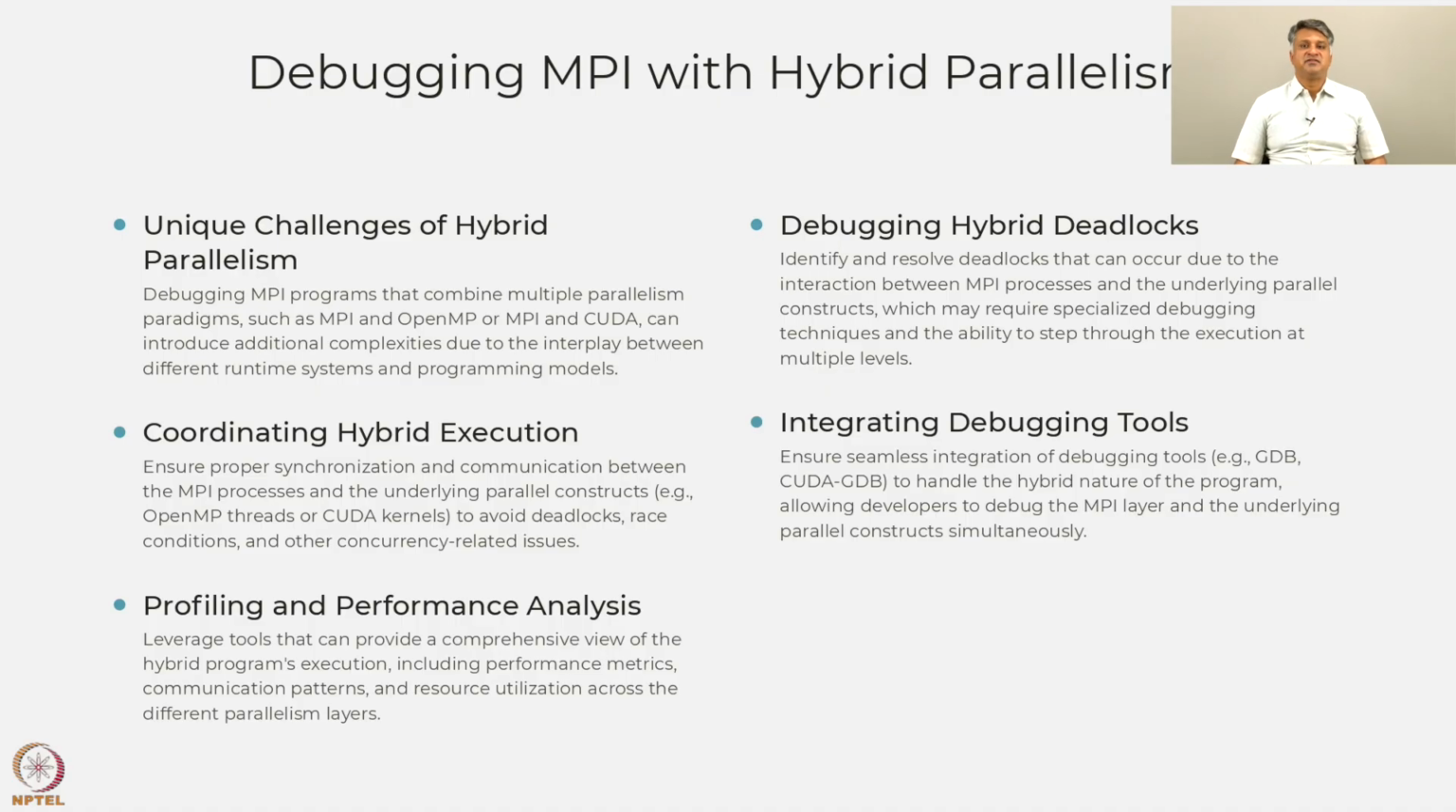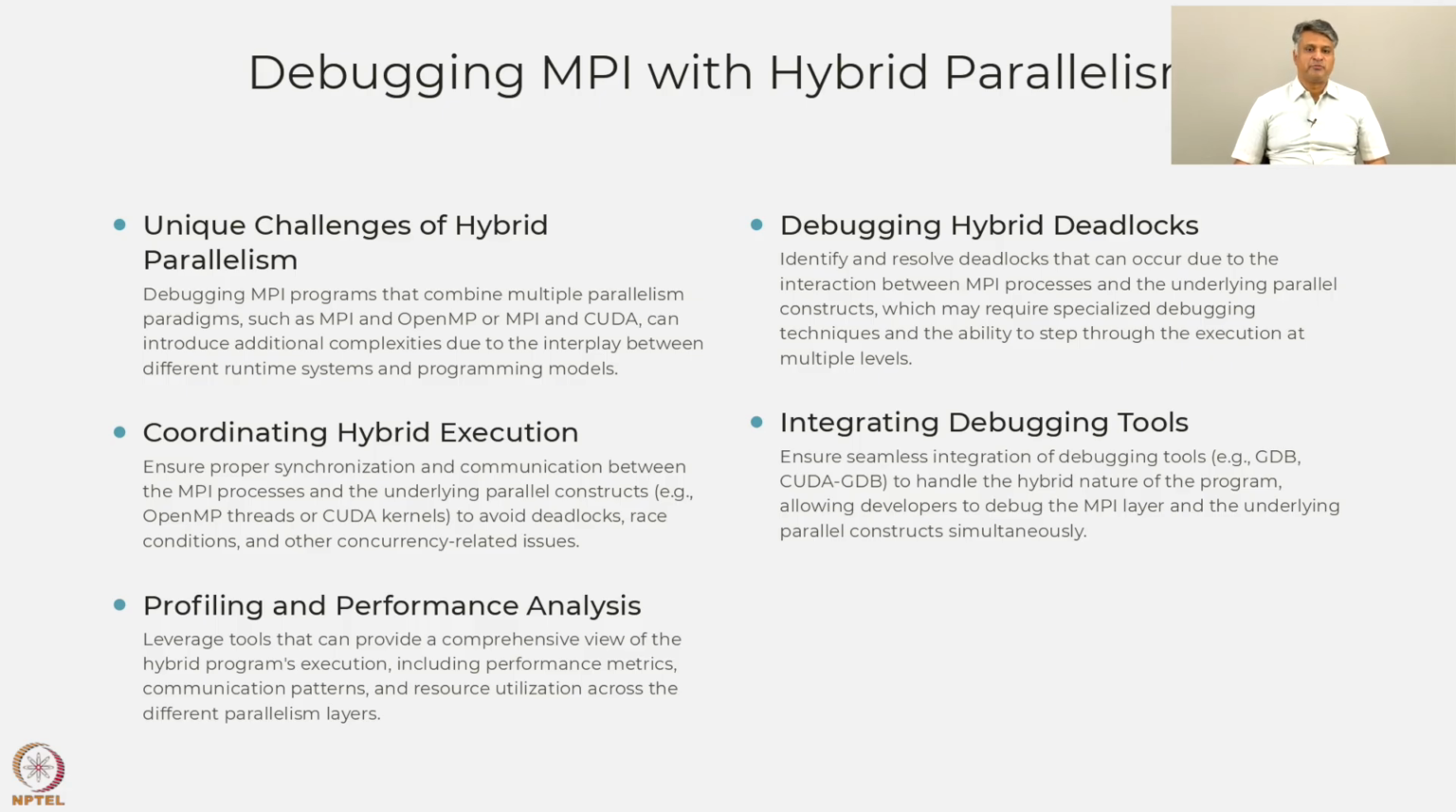What are the unique challenges of hybrid parallelism? So, debugging MPI programs that combine multiple parallelism paradigms such as MPI and OpenMP or MPI and CUDA, codes which we have discussed, can introduce additional complexities due to the interplay between different runtime systems and the program models. What we really need to do is ensure proper synchronization and communication between the MPI process and the underlying parallel constructs, either OpenMP threads or CUDA kernels, to avoid deadlocks, race conditions, and other concurrency related issues.